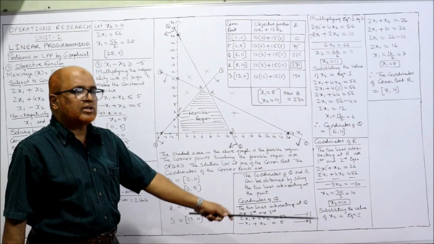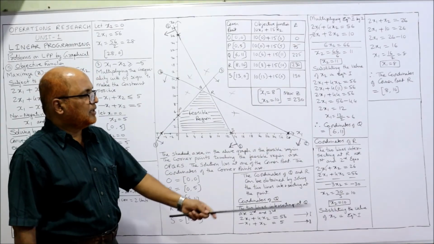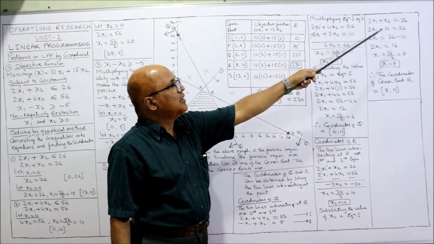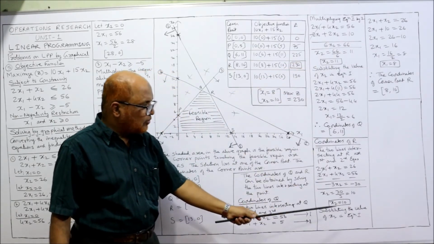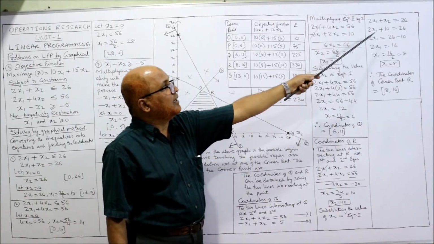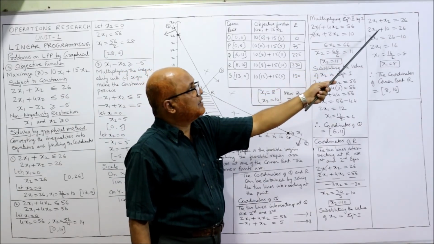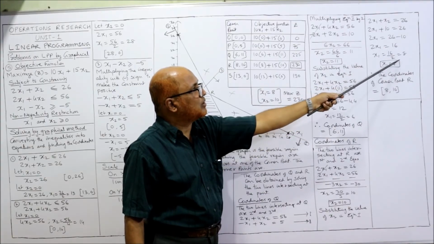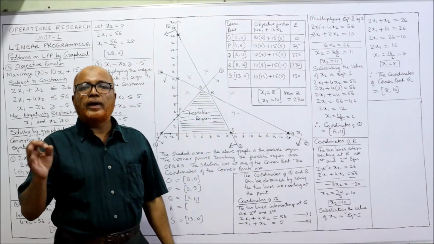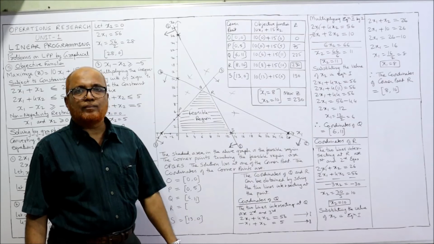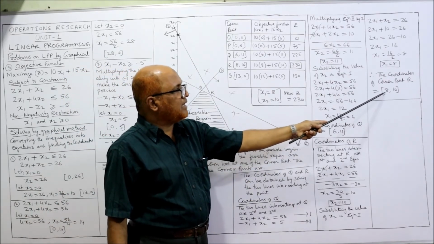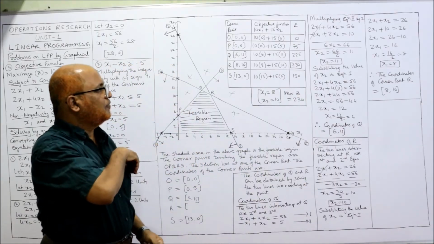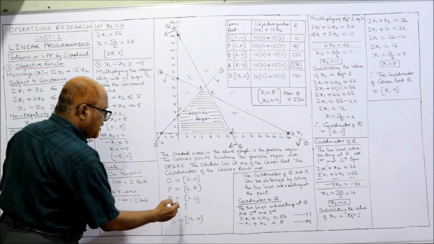Now substituting the value of x2 in equation 1. Equation 1 is 2x1 plus x2 is equal to 26. So 2x1 plus x2 value 10 is equal to 26. Take the 10 to RHS, minus 10. So 2x1 is 16, x1 is equal to 8. We got the coordinates of R also. The coordinates of R are 8, 10. x1 is 8, x2 is 10.